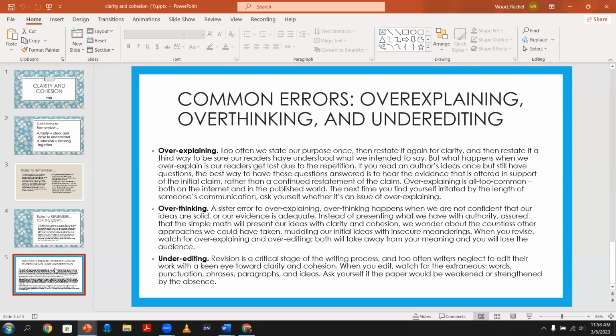You can't say over and over again, Edgar Allan Poe is the best author in the world. I don't have reasons for that. I don't have emphasis. I don't have citations. I don't have secondary sources to prove that. So you don't want to over-explain something.